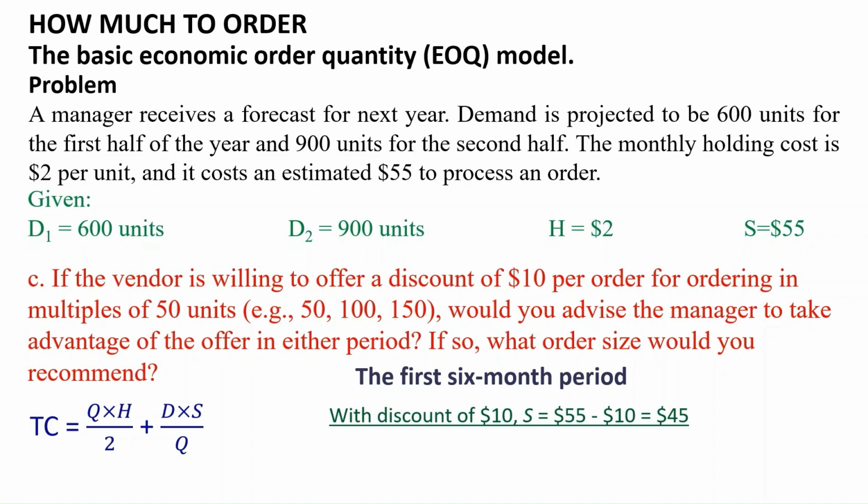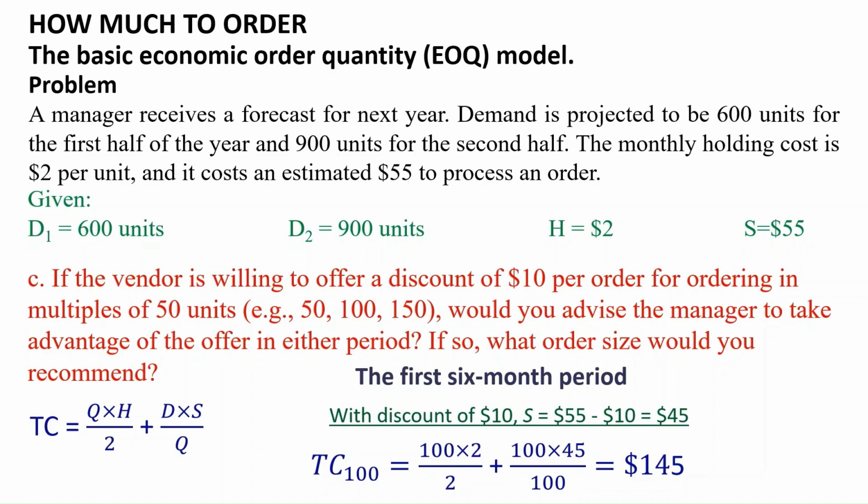So, the monthly total cost corresponding to Q equals 50 is TC 50 equals 50 multiplied by 2 divided by 2 plus 100 multiplied by 45 divided by 50 equals $140. The monthly total cost corresponding to Q equals 100 is TC 100 equals 100 multiplied by 2 divided by 2 plus 100 multiplied by 45 divided by 100 equals $145.